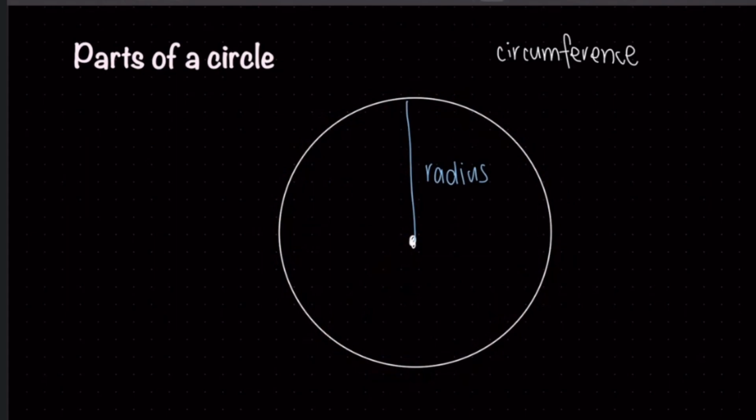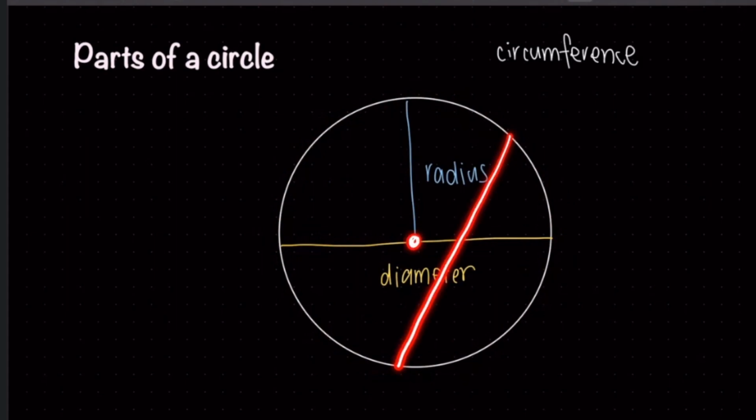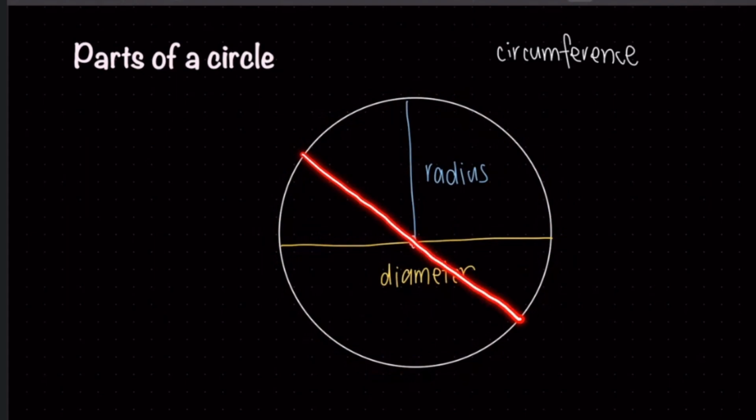Next, we are going to do this one. This is the diameter. From one end to the other end through the center. So, is this the diameter? No. Doesn't go through the center. Is this the diameter? Nope. It does not go through the center. Is this the diameter? Yes, it goes through the center. So, this is the diameter.